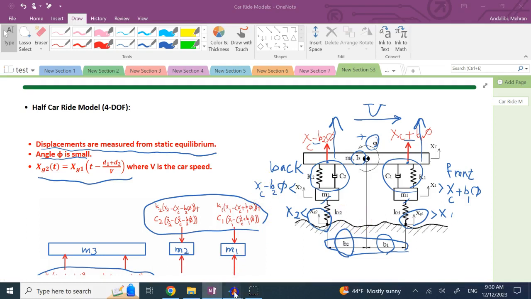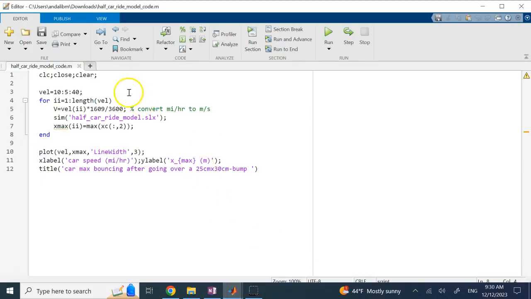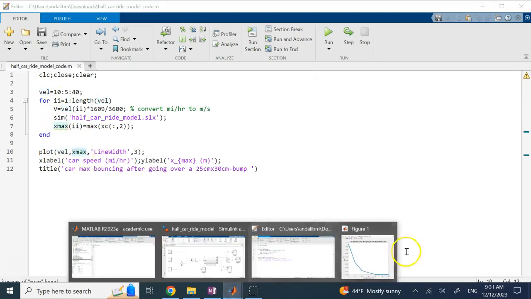And now what did I do in this M file? So in this M file, I changed the speed of the car passing over the bump anywhere from 10 miles per hour to 40 miles per hour, with an increment of 5 miles per hour. So you go 10, 15, 20, all the way to 40. And per each one of them, I convert that velocity into meters per second, which are all my units, run the Simulink. So this V is coming from here and applied to Simulink. Then I look at the maximum xc, the chassis up and down motion. I look at the maximum of that for that specific velocity, record it into this vector x max, and then finally I plot my velocity vector versus x max, and if you do that, you're gonna get this.